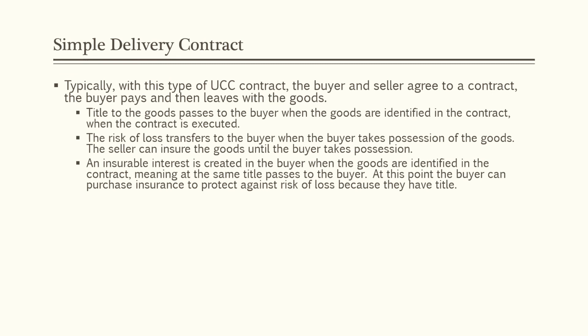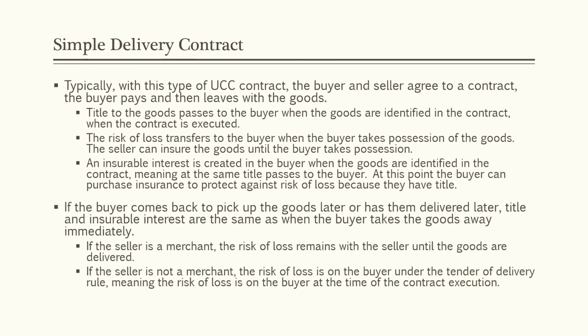The seller can insure the goods until the buyer takes possession. Now, an insurable interest is created in the buyer when the goods are identified in the contract, meaning at the same time title passes to the buyer. At this point, the buyer can purchase insurance to protect against risk of loss because they have title. So at that point, before the goods are transferred to the buyer and the seller still has possession, both parties theoretically can buy insurance over the goods.